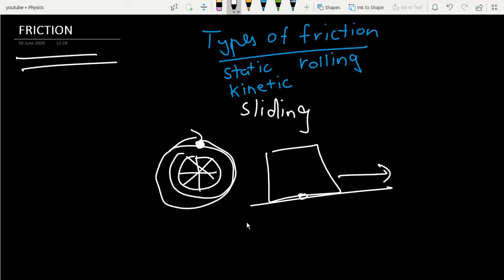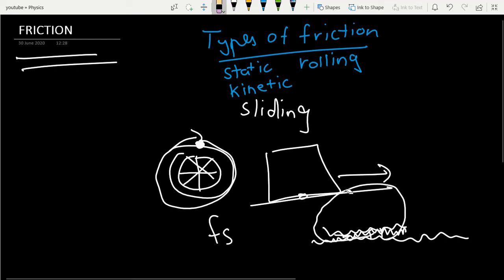Now let me ask you a question. The value of which friction is going to be higher? Static friction, kinetic friction, or rolling friction? The value of static friction is going to be higher because friction is caused due to irregularities in the surface and in the body. You know that. For example, these are the irregularities in the surface, and these are the irregularities in the object. When these irregularities intersect, friction is created.